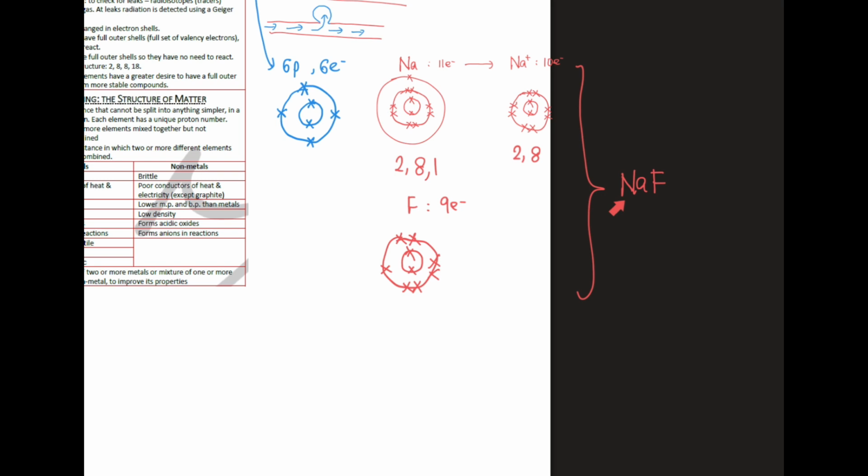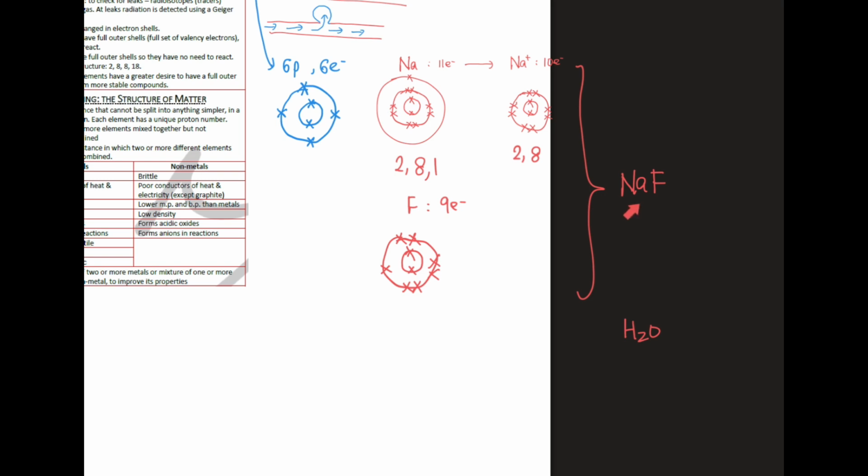Metal and non-metal for this case, but not always metal and non-metal. It can be non-metal and non-metal to form a compound also. So the idea of a compound is different elements joined together. For example, H2O. H2O is a compound. Why? Because there are at least 2 elements that join up. So they form a compound and are very stable.